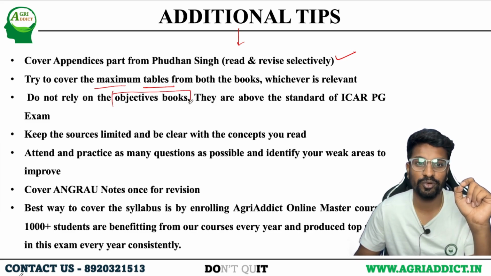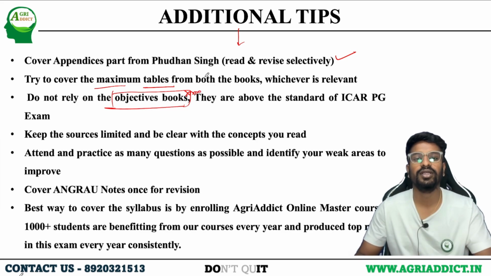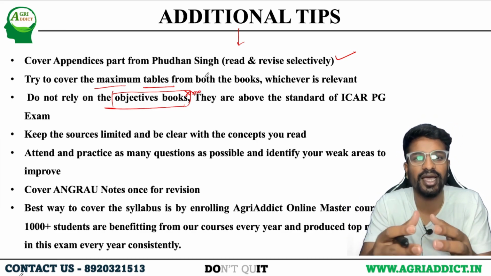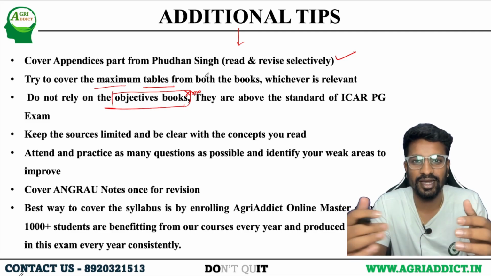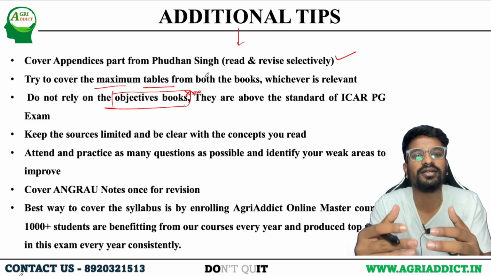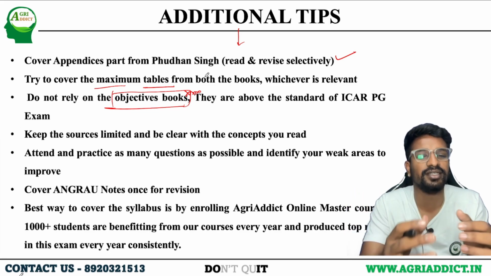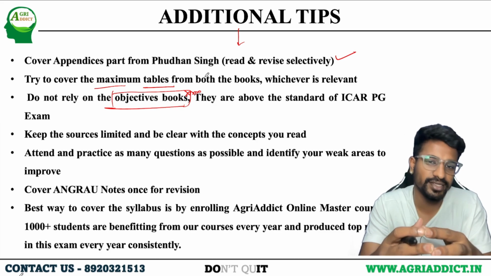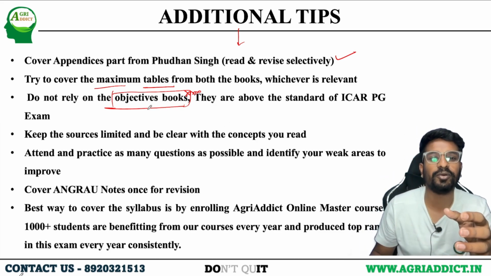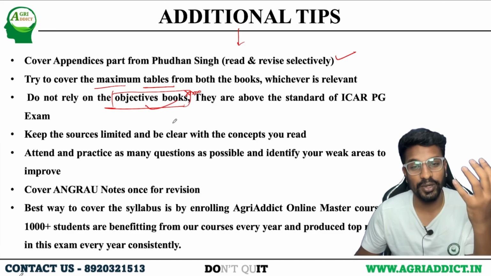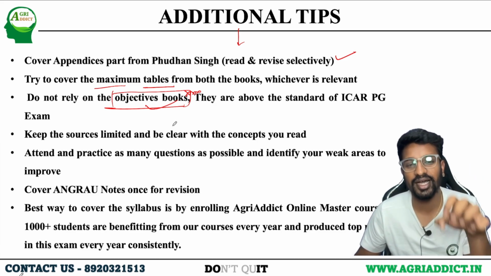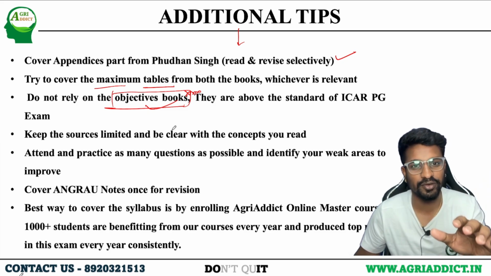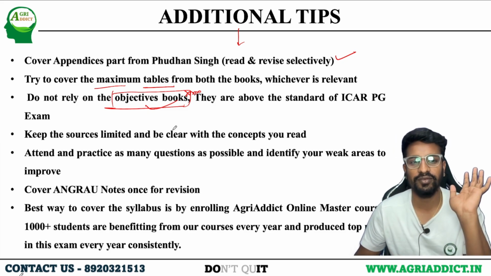One more important tip: the objective books for plant breeding and genetics are not very basic, they are complex. Most of the questions are analytical rather than direct or conceptual questions. But this level is not necessary to crack the ICAR PG exams, so do not rely upon the objective books and do not try to solve them and dig out the answers. Only go up to the level of ICAR PG exam questions, and the others you can leave as they are.